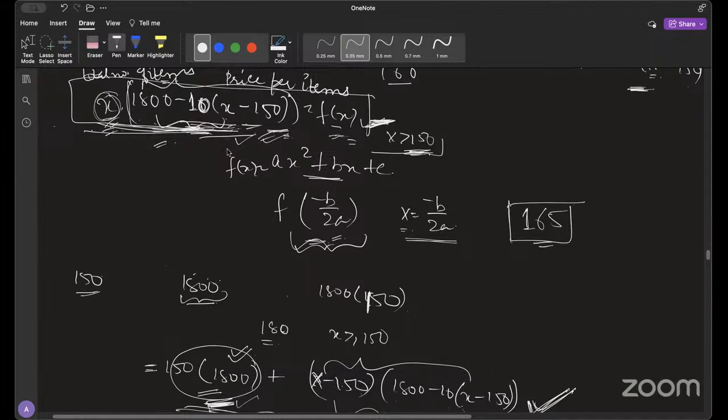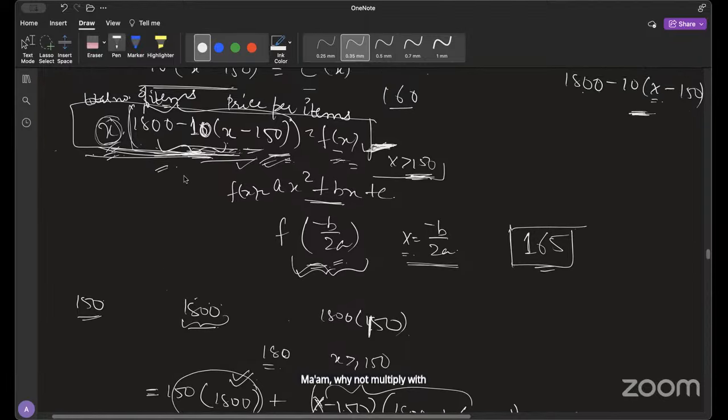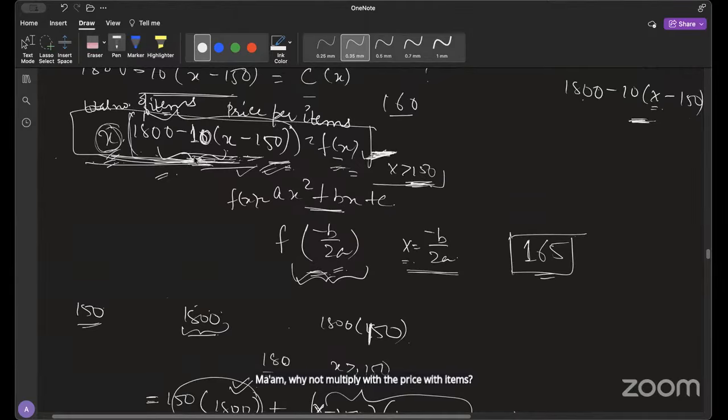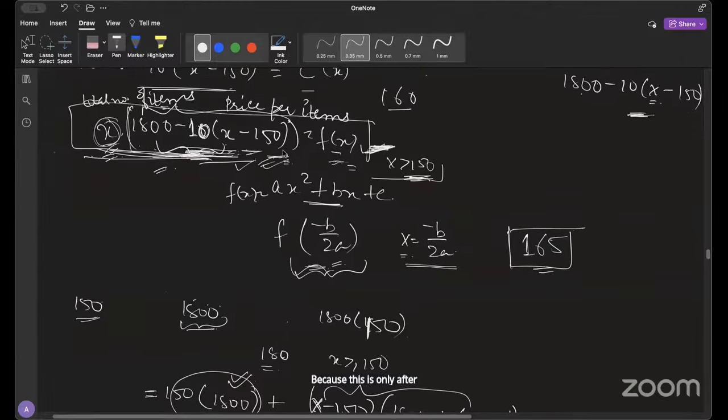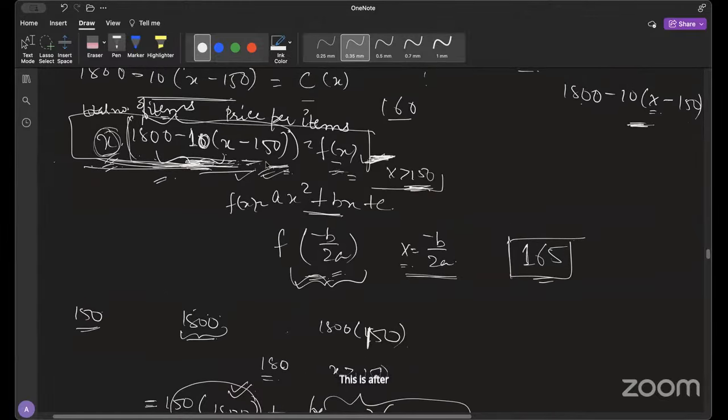Ma'am, why not multiply the price with the items? Because this price applies only after 150 items. Before 150 items, you don't have this price. So till 150 items, the price is something else.